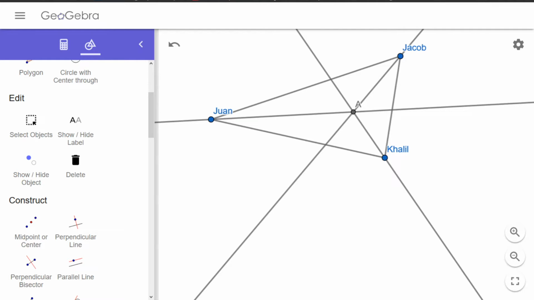All right, here we go. So we named this in fourth hour. What we created was a bunch of angle bisectors. So here's our triangle.